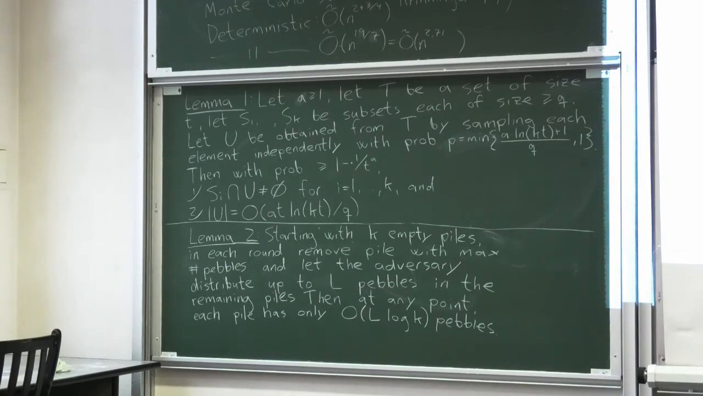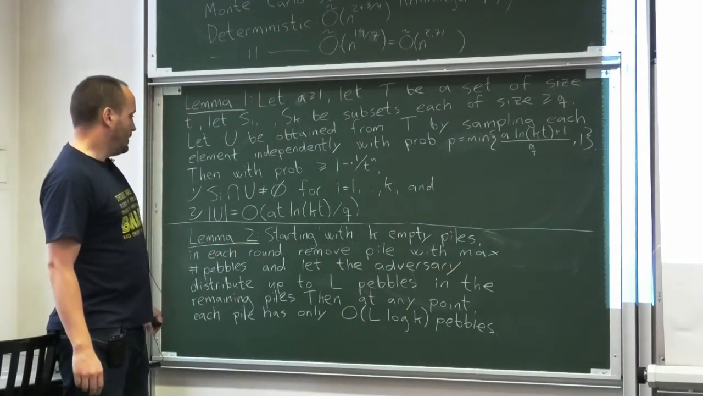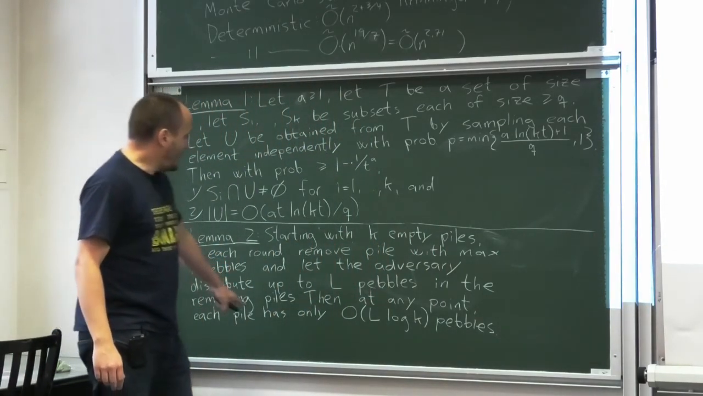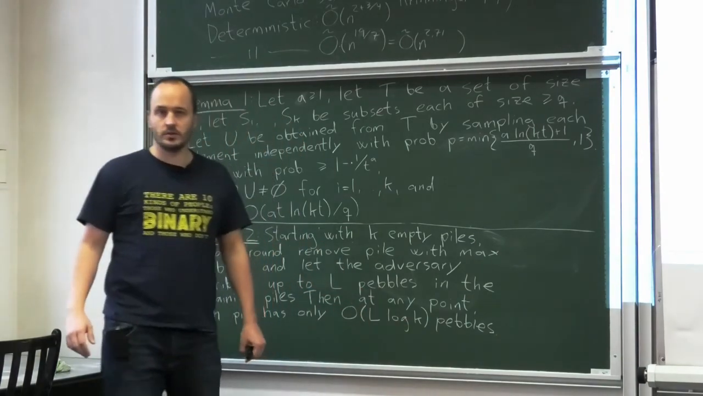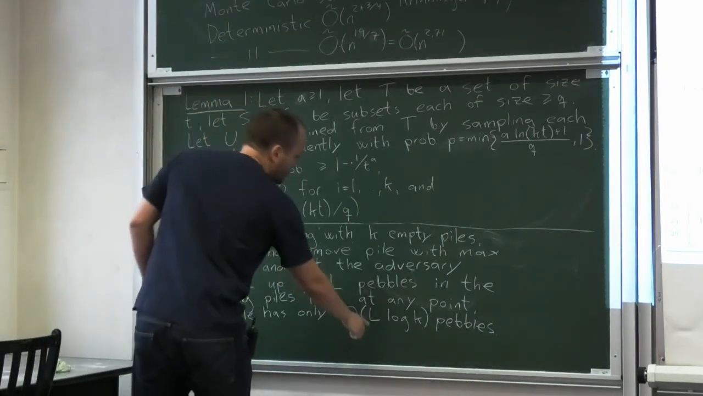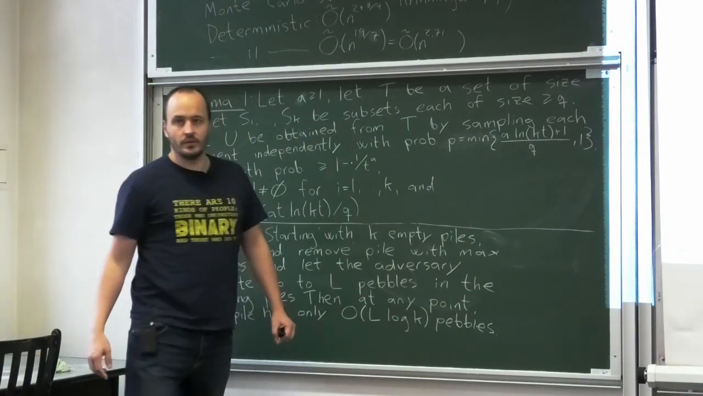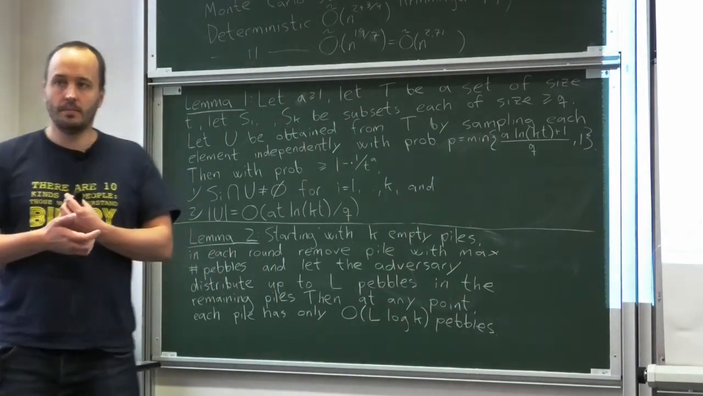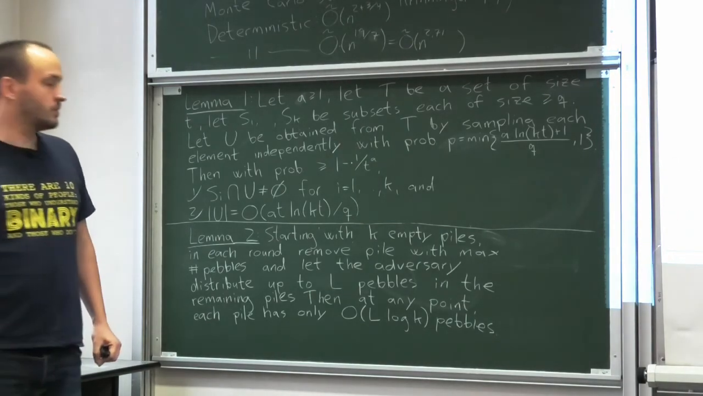Then the lemma says, and we're not going to prove that, that at any point each pile has only order log L times log k pebbles. So L was the number of pebbles, the bound on how many pebbles the adversary can place in each round, and k was the initial number of piles. So roughly L pebbles at most, times some log.